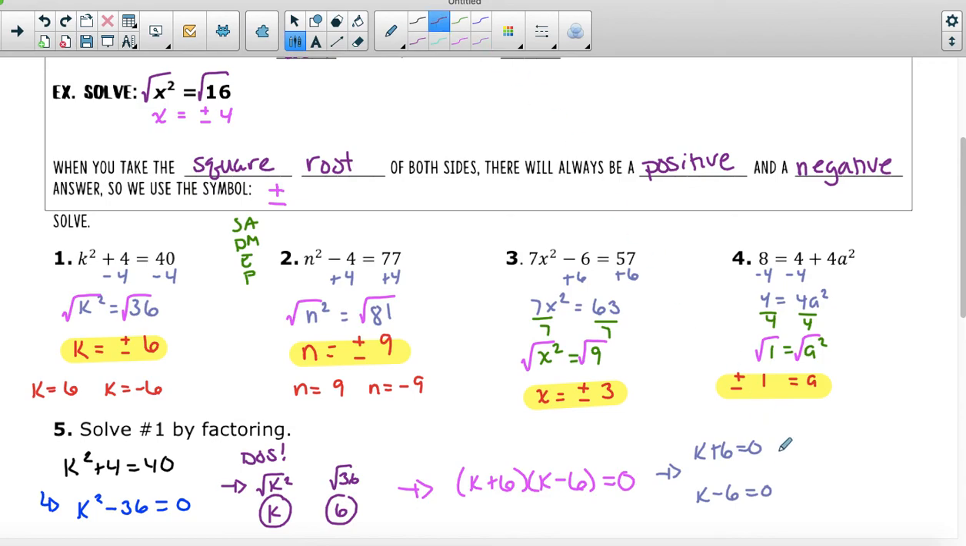If I solve these, k plus 6, I would subtract 6, so k is equal to a negative 6. And if I were to add 6, I would have k is equal to a positive 6, which are the exact same answers that I had from solving by the square roots. I get the same answers even if I factor them. It's just that solving by square roots can sometimes be much quicker and a little bit easier.